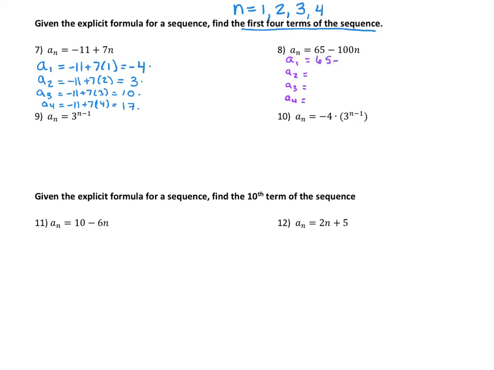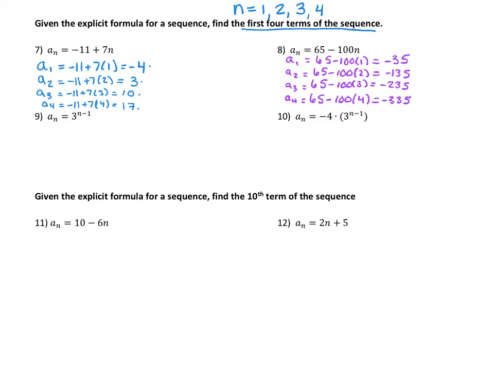So 65 minus 100 times 1 is negative 35. And I'm going to have 65 minus 100 times 2 is negative 135. And then 65 minus 100 times 3, negative 235. And then 65 minus 100 times 4, negative 335.